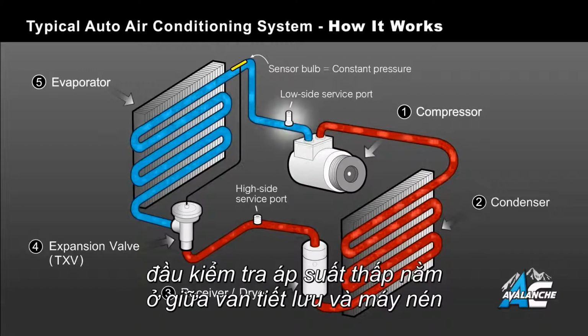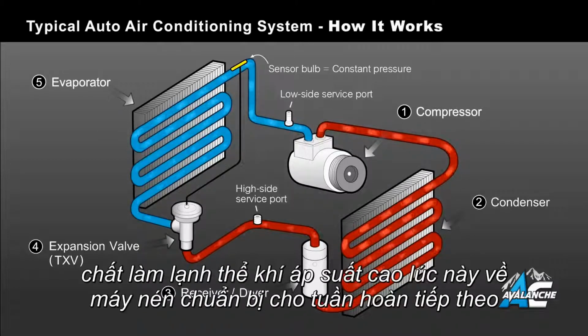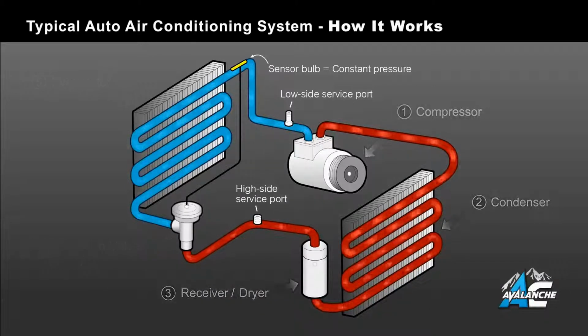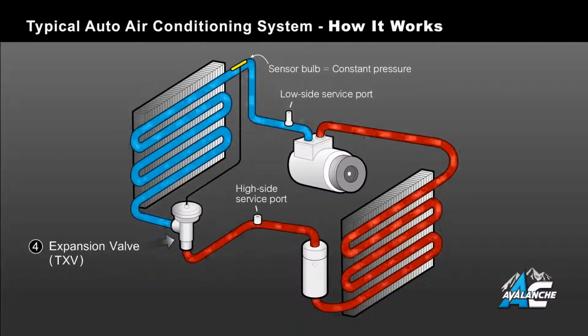The low side service port is located here, between the expansion valve and the compressor. The low-pressure gas then returns to the compressor for another cycle. A number of car manufacturers started using a thermal expansion valve, or a TXV, to make the air conditioner operate more efficiently and give better cooling.